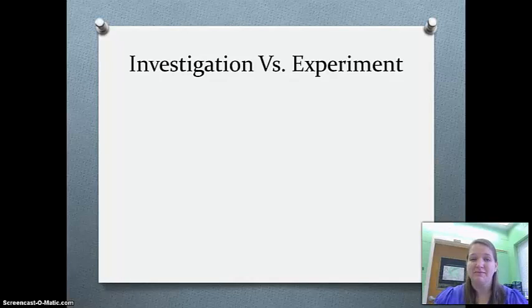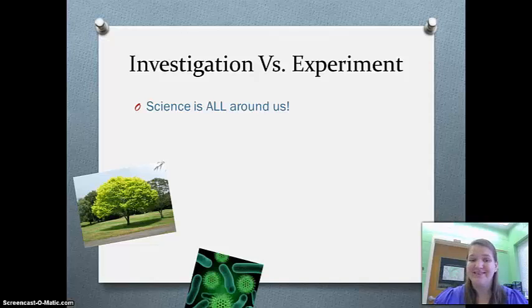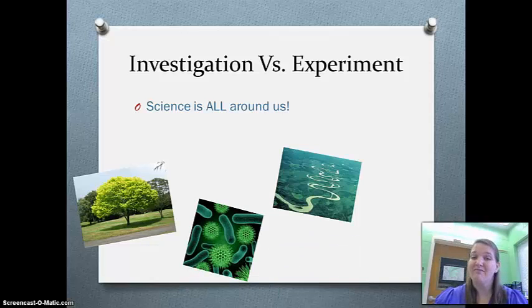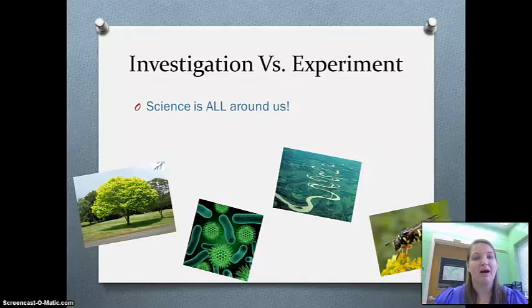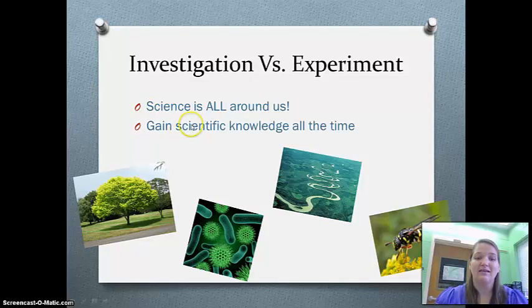Investigations versus experiments. Science is all around us. We have trees, we have bacteria, we have meandering rivers. We even have pollinating insects. Science really is all around us, which means we can gain scientific knowledge all the time. And it's important to remember that when we're gaining our scientific knowledge, it doesn't mean that we're always performing an experiment. Sometimes we can gain scientific knowledge just by investigating the world around us. Let's learn a little bit more about this.